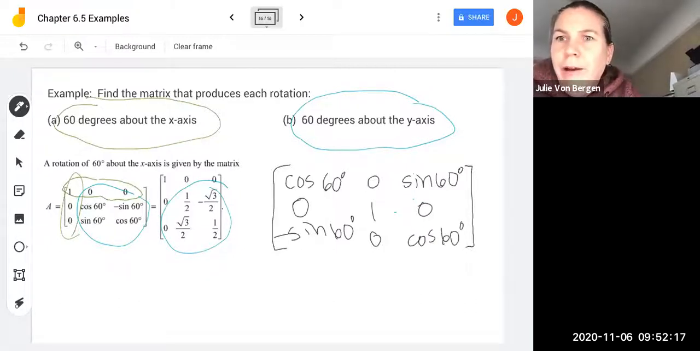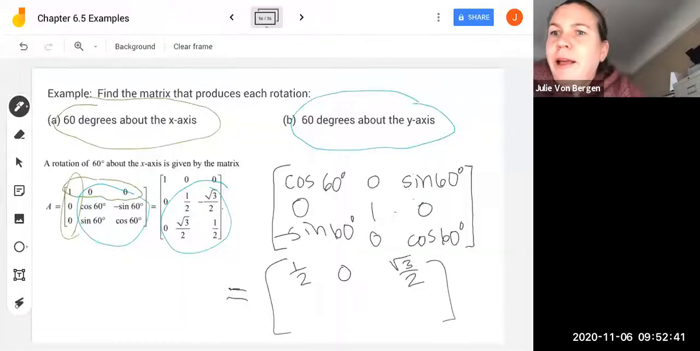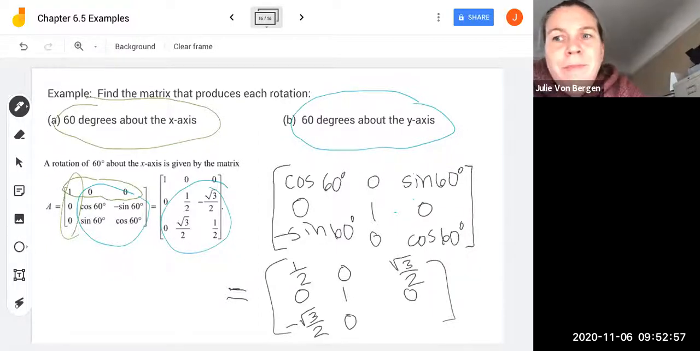Okay, so then if we want to rewrite that in terms of what we know about the unit circle, cosine of 60 degrees is 1/2. So we've got 1/2, 0, and then sine of 60 is root 3 over 2. Then in the second row, we've got 0, 1, 0, because we're rotating about the y-axis. And then negative sine of 60 is going to be negative root 3 over 2. Then we've got a 0, because we're rotating about the y-axis. And then we've got cosine of 60 degrees, which is 1/2.